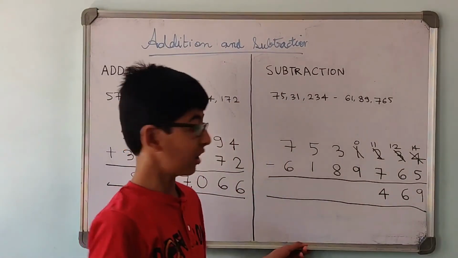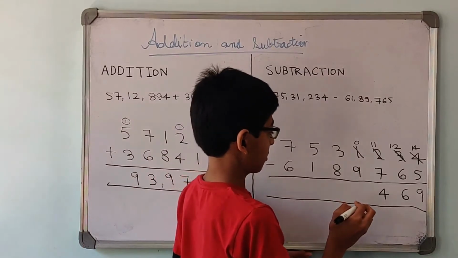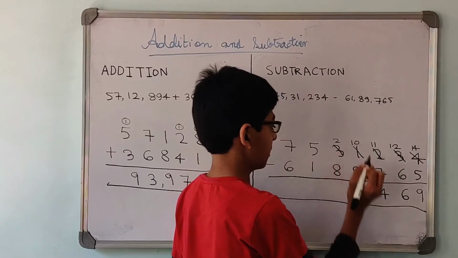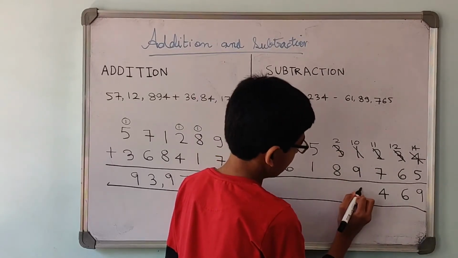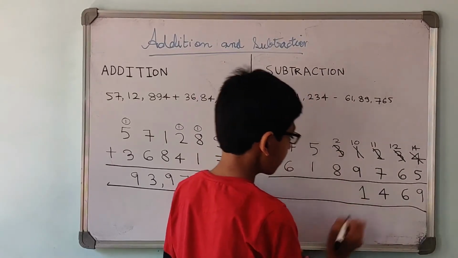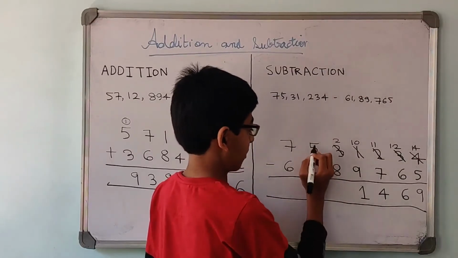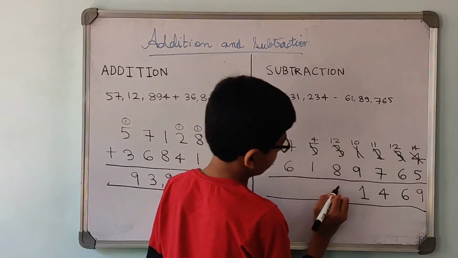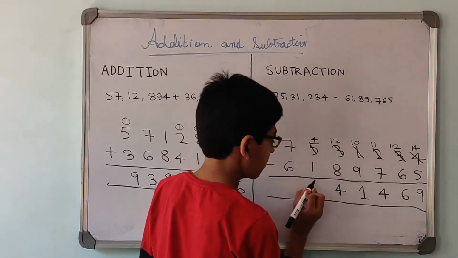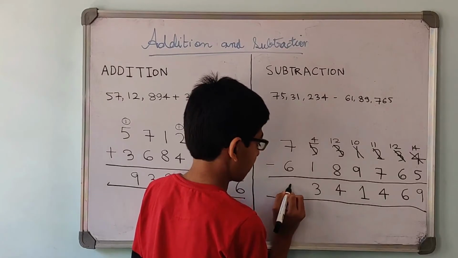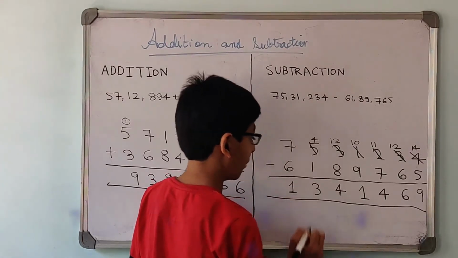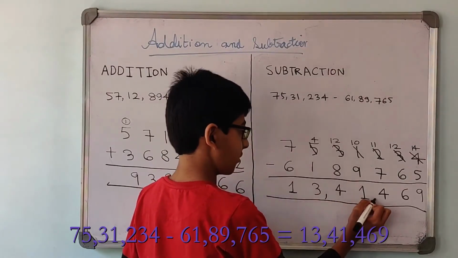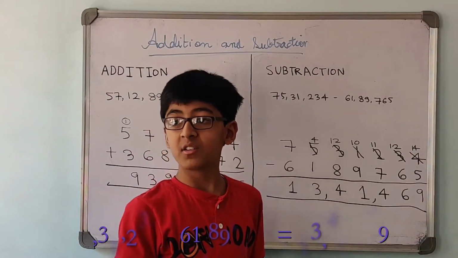0 minus 9 we can't do. Again we are going to borrow. So this becomes 2 and now our 0 becomes 10. 10 minus 9 is 1. 2 minus 8 we cannot do, so we have to borrow again. So 2 becomes 12. 12 minus 8 is 4. 4 minus 1 is 3. And 7 minus 6 gives us 1. So our difference is 13,41,469.